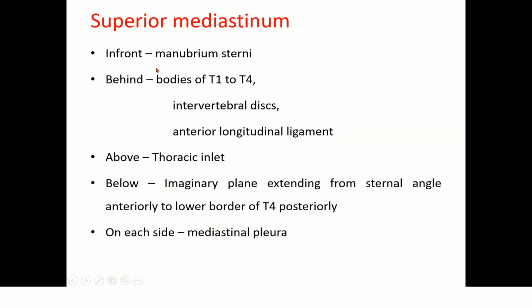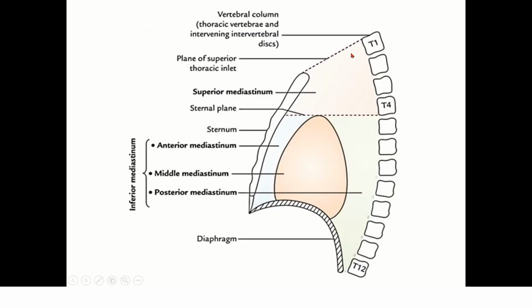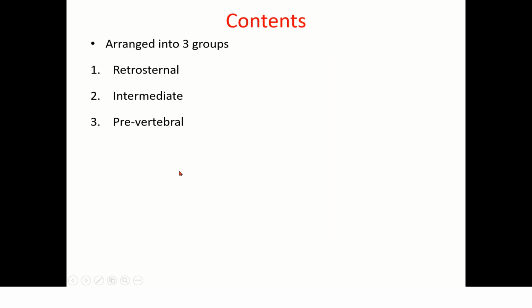Superior mediastinum boundaries: in front, the manubrium sterni; behind, the bodies of T1 to T4 and the intervertebral discs between them and the anterior longitudinal ligament. Above it is the thoracic inlet; below it is the same imaginary plane extending from the sternal angle anteriorly to the lower border of T4 posteriorly; on each side it is limited by the mediastinal pleura. See, this is the superior mediastinum: posteriorly T1 to T4, anteriorly the manubrium, inferiorly the imaginary plane, above it the thoracic inlet, and on either side the mediastinal pleura.